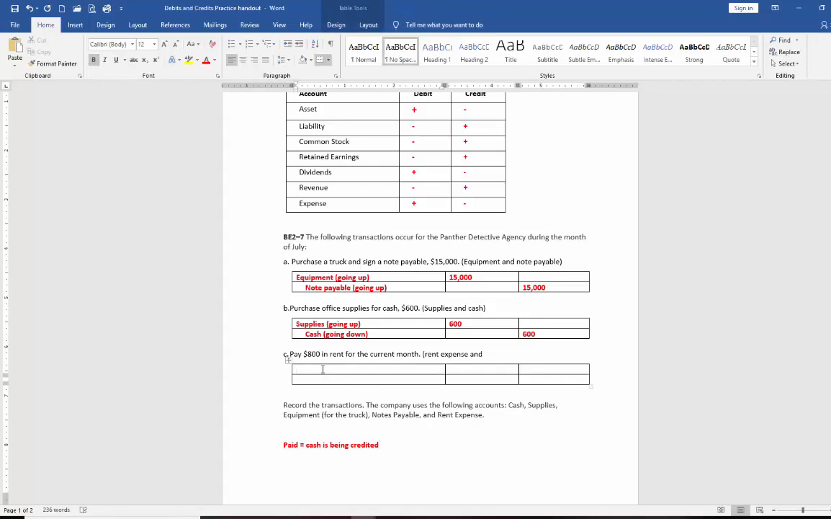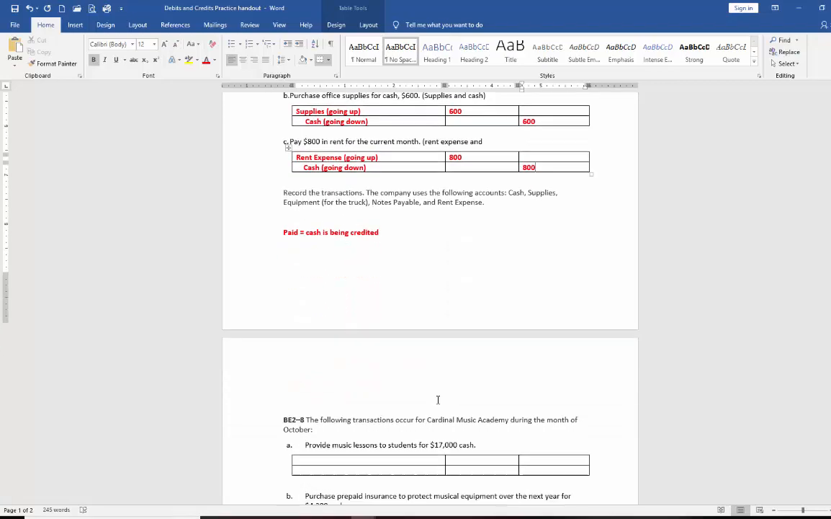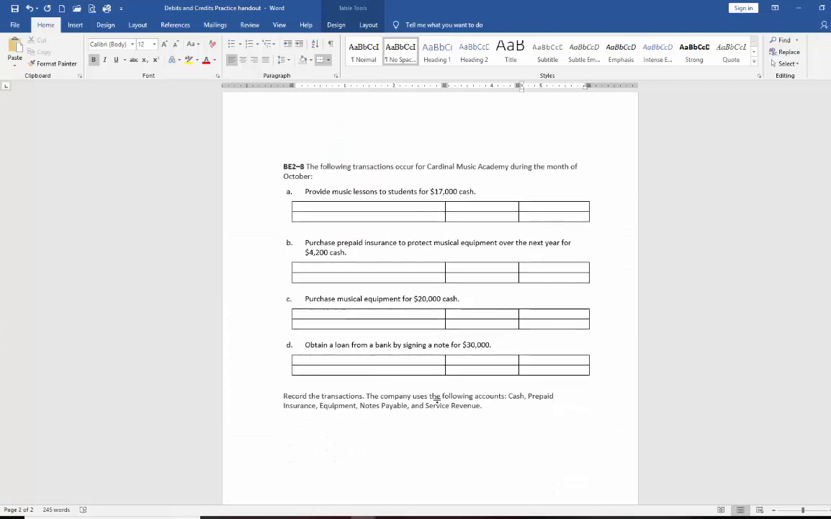So that's like a little hint. All right. So here, rent expense is going up. Remember, we said we usually debit expenses. Rent expense is going up, so we're going to debit it. And cash, we said, is going down, so we're going to credit it. And remember that paid, that will help you. All right, next up, let's do one more to practice our journal entries and our debits and credits.